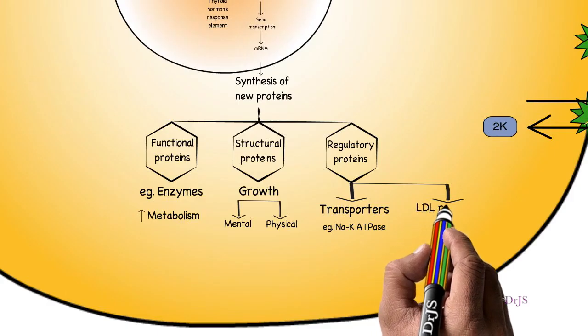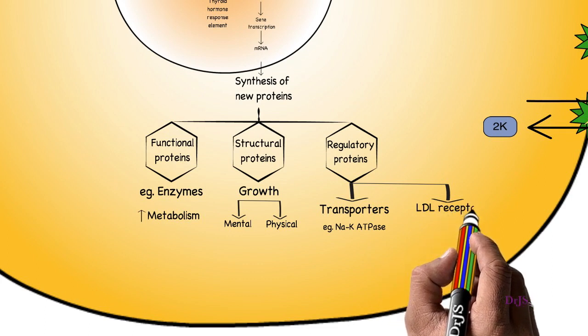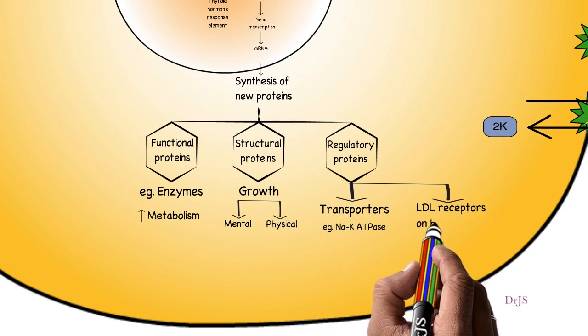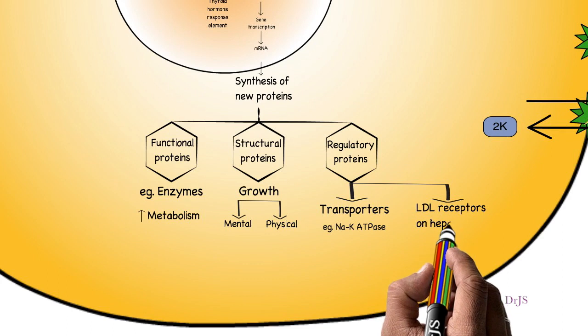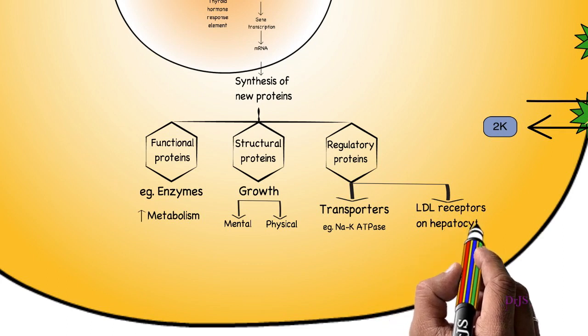Second, regulatory proteins are LDL receptors, present on the hepatocytes. Expression of these receptors increases, leading to rapid removal of low-density lipoproteins from the plasma by the liver and subsequent secretion of cholesterol by the liver cells.